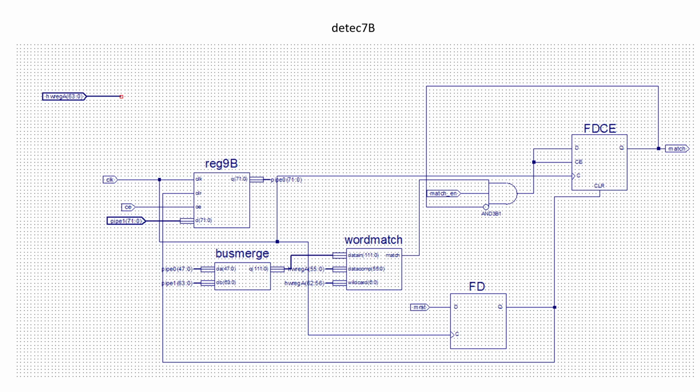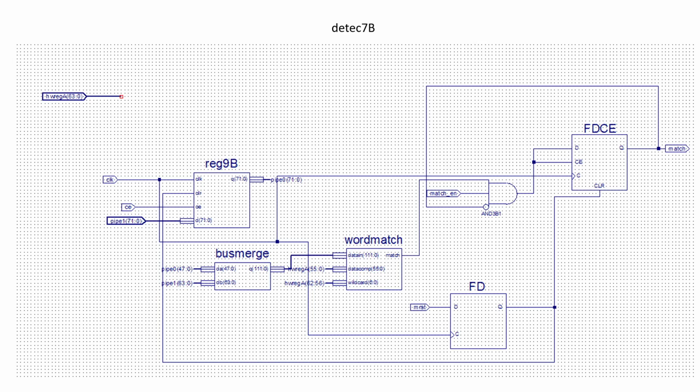This is the primary detect 7B module that contains a couple of flip-flops, and then a word match, bus merge, and reg 9. As you can see, the hardware reg is a 64-bit register that contains the pattern that we would like to look for and also the mask value, and that goes into the word match. As illustrated by the pipe 0 and pipe 1 mechanism, we are trying to look for patterns that start in one 72-bit packet but also carry forward into the second one.